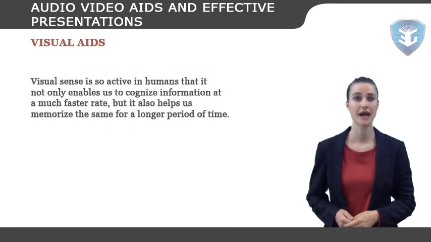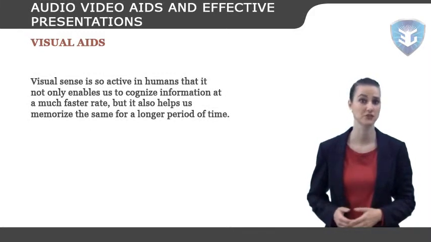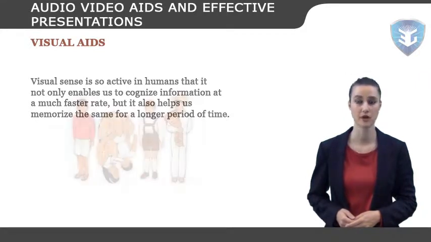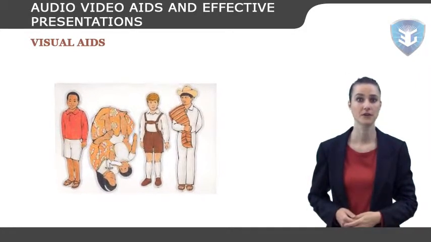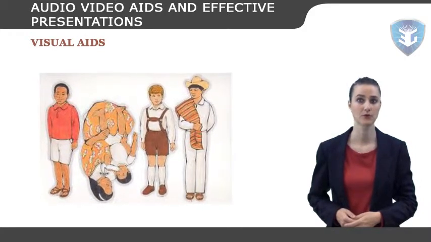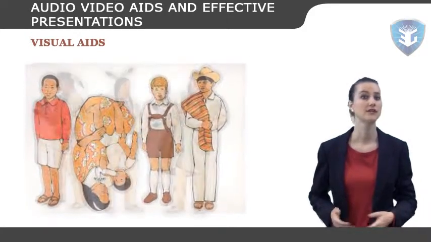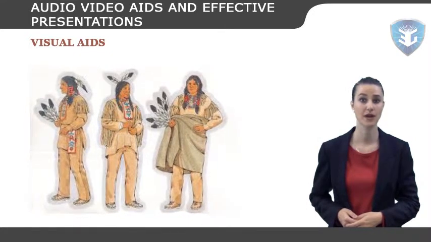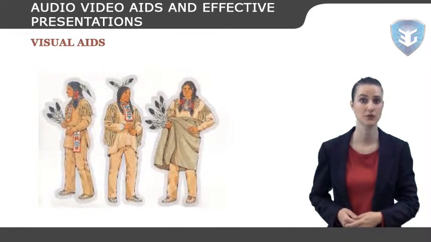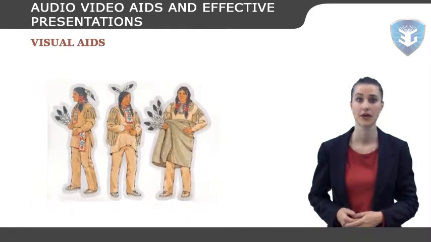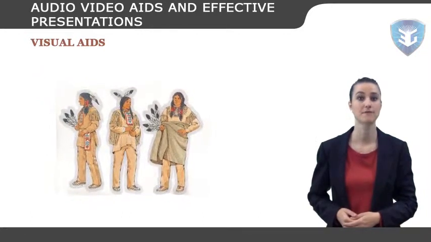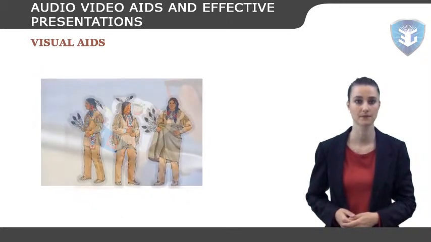Visual sense is so active in humans that it not only enables us to cognize information at a much faster rate, but it also helps us memorize the same for a longer period of time. These include the tone of the speaker, facial expressions, body language, and so on. Moreover, several studies also indicate that the human brain has a power to decipher visual imagery much faster than language, and hence such communications have a far-reaching impact on the human mind.